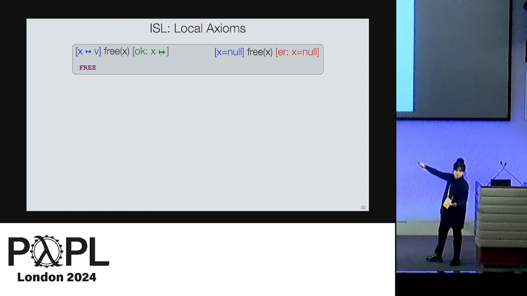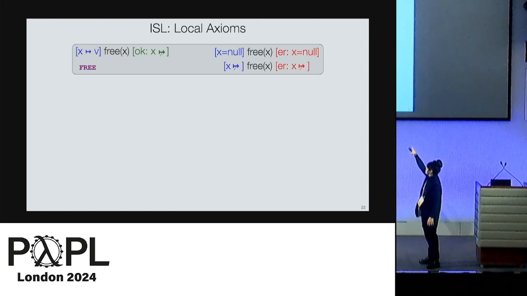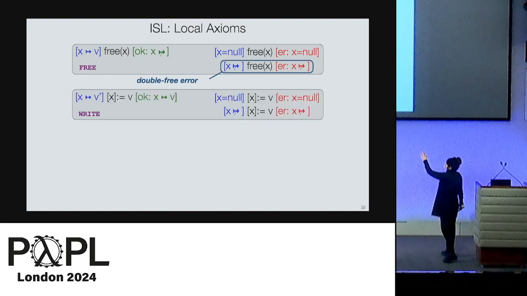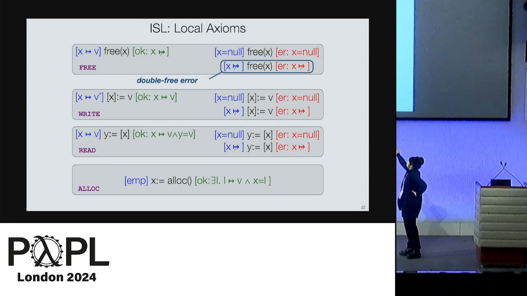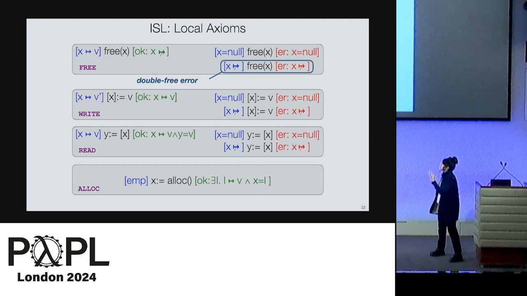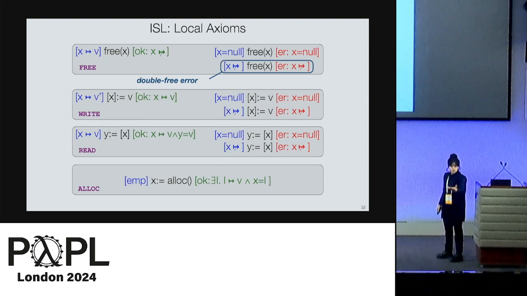Anyway, if I go back to the axioms, I've changed the free axiom so that when I deallocate, I now remember that x is deallocated. The null case is exactly the same as before. But I also have one more case now that says, if x is deallocated and you try to free it again, then of course you'll get an error. And this is a double free error. Again, the write, the read, and allocation are as before, except that I also have the deallocated cases. So if you try to write or read from a location that's already deallocated, you'll get a use after free error. So those are new errors.